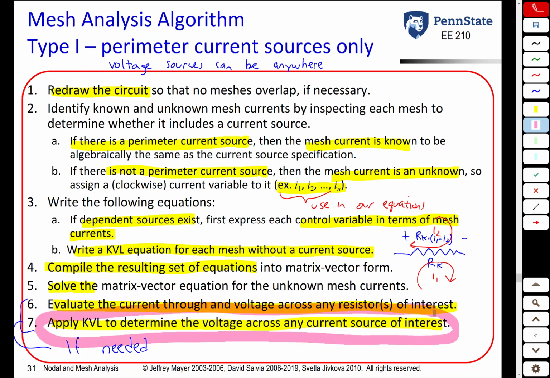We do not do a KVL equation for any mesh involving a current source when we're solving for the currents, because we don't know what the voltage across the current source is. The only time you ever write a KVL equation for a mesh involving a current source is this step 7, and you do this after you find the mesh currents. That's the only time you ever write a KVL equation for a mesh involving a current source.